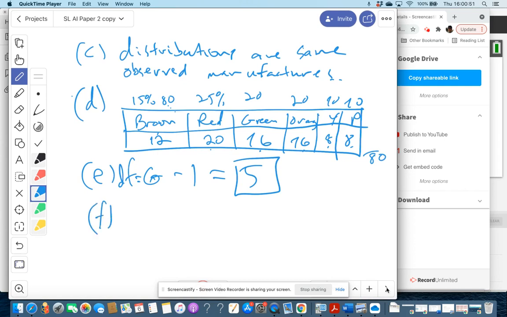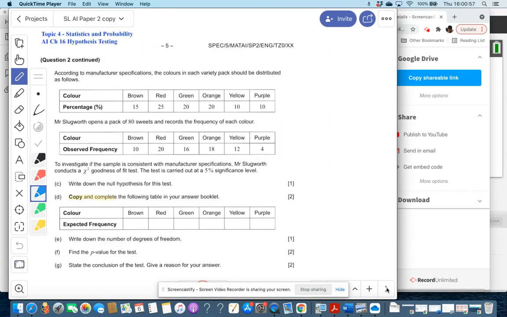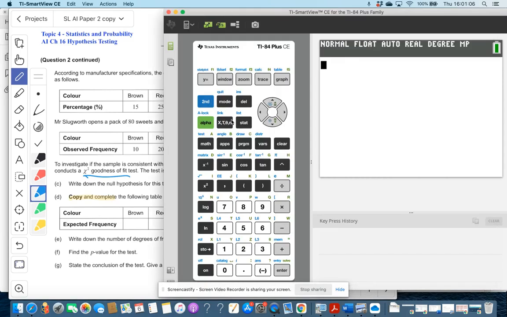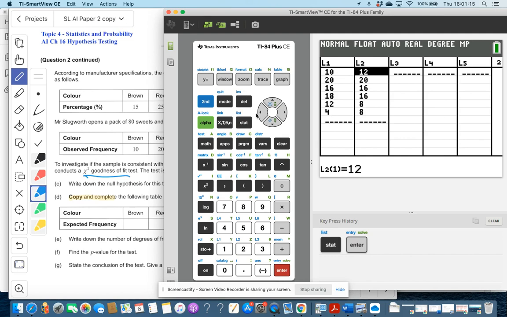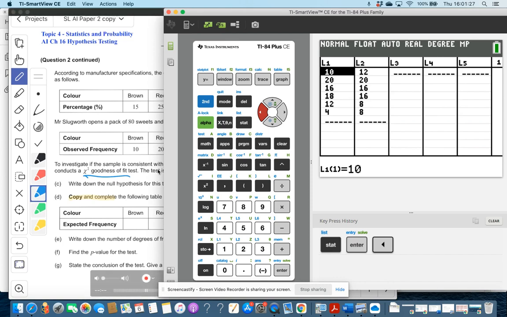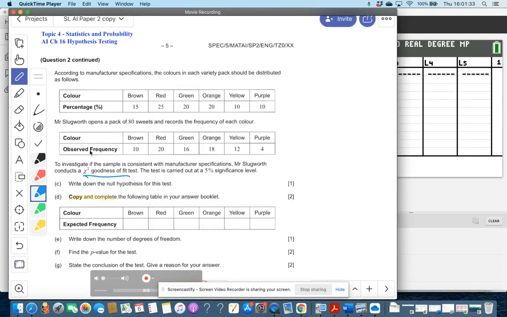Okay, and then F. Find the p-value for this test. Okay, so we're told this is a goodness of fit test here. So we're going to use the TI-84. I'm going to edit the table. Sorry, stat, edit. I'm going to put my expected frequencies. Excuse me, these are the observed frequencies. Oh, these were the ones that were given, of course. Yeah, these are the ones that were given here. These are the observed frequencies.